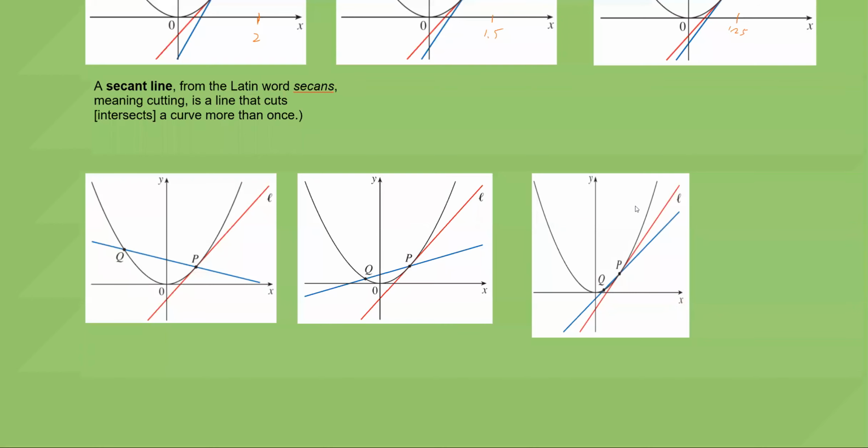All right, and here we have 3 graphs. Again, if we pick the point Q to the left of point P, and get closer and closer, you can see that the blue line changes as we move the point Q closer and closer to P, and the secant line will be more and more like the tangent line.